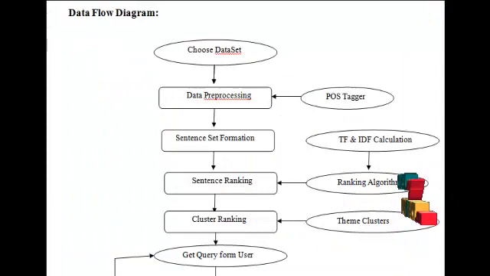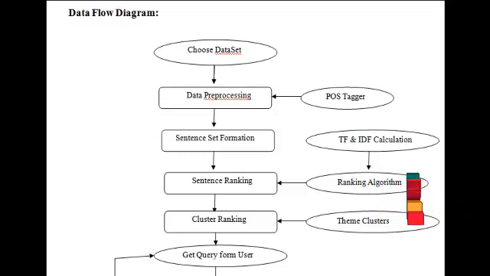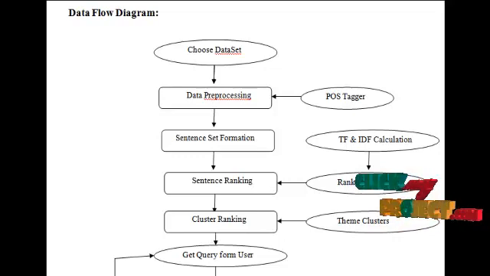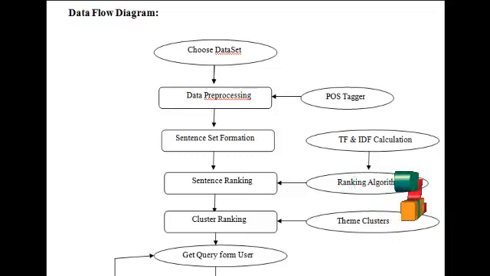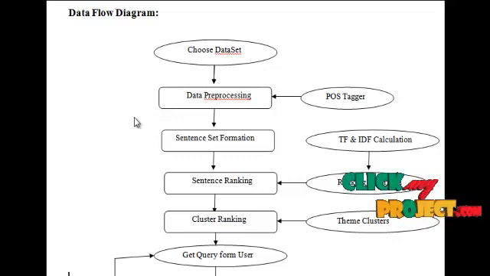Here is the data flow diagram for our project. Initially, we are going to load the data set, which is the number of documents we are going to summarize based on their contents. Similar contents are present in the data set. For example, we can take 10 documents for the summarization test. Based on their content similarities, we are going to form a cluster.